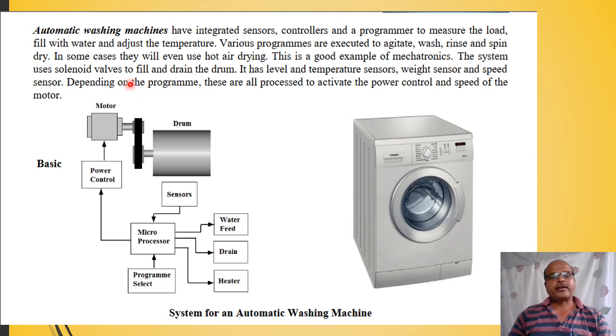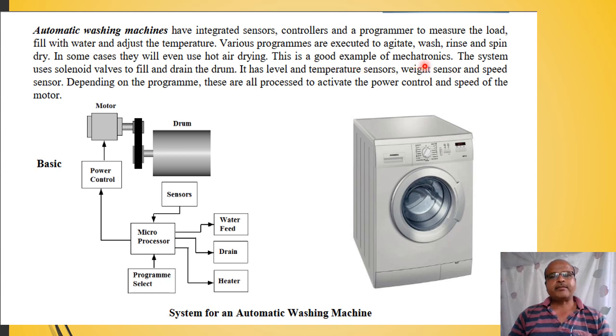Then next is the automatic washing machine. As previously mentioned, we can also brief the automatic washing machine. This washing machine has integrated sensors, controllers, and a programmer to measure the load, fill with water and adjust the temperature. Various programs are executed to operate the machine: wash, rinse, spin, dry. So all these are operations related to the washing machine: wash, rinse, spin, dry. In some cases they will even use hot air drying.